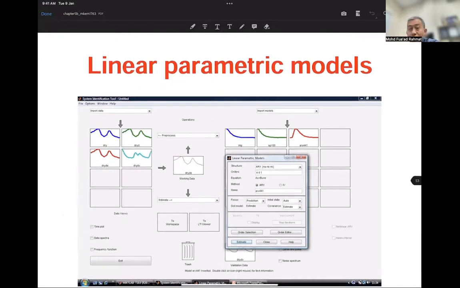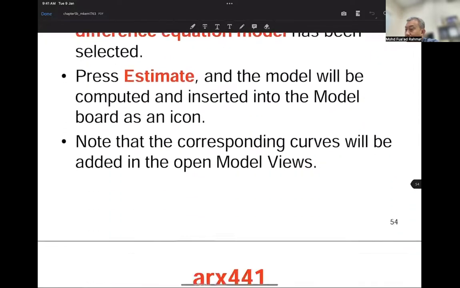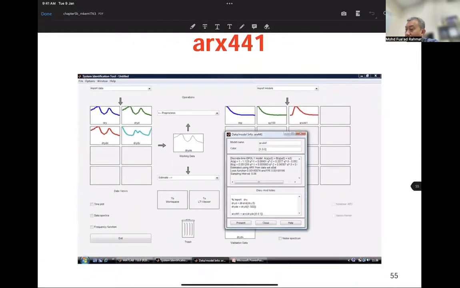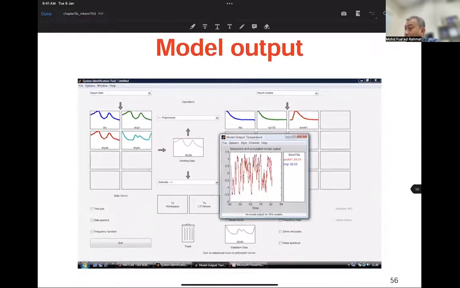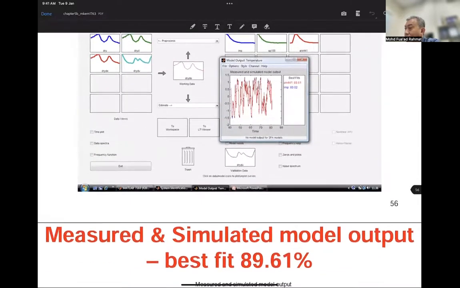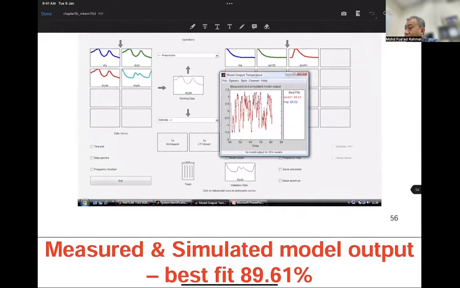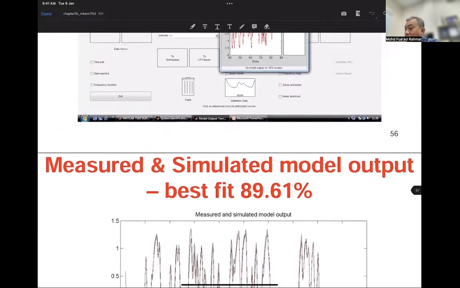is the polynomial models, ARX 441. Then from 441, you double click at 441, so you get the info of the polynomial B and polynomial A, because the ARX model is equal to polynomial B divided by polynomial A. Then you observe that the ARX 441 gives you 89.61%.